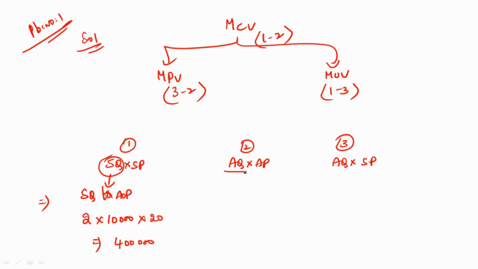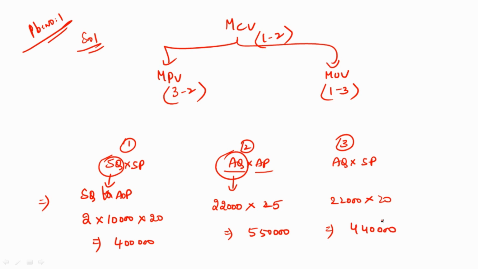Now coming on to actual quantity into actual price. So what is AQ? Actual quantity of raw material consumed for actual output. Correct? What is the actual quantity of raw material consumed or used? It is directly given in the question. 22,000 into, what is actual price? Directly given in the question. 25. That implies 5,50,000. Correct? Now coming on to actual quantity into standard price: actual quantity is 22,000 into standard price, which is 20. It comes to 4,40,000.